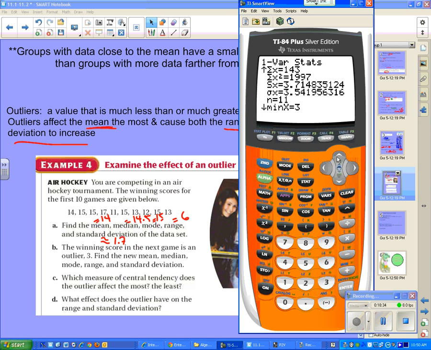The mean. The mean changed by one full whole number. Okay, the other ones, the mode didn't change at all. The median changed by 0.5. Which does it have an effect on, the range or the standard deviation? Yeah, the range increased by a lot. The standard deviation also increased by a lot. The standard deviation doubled. Questions?